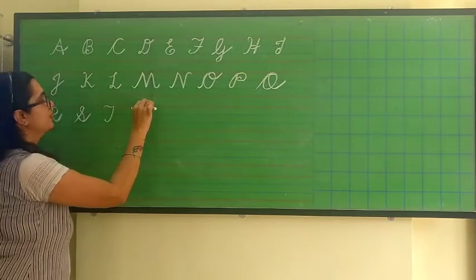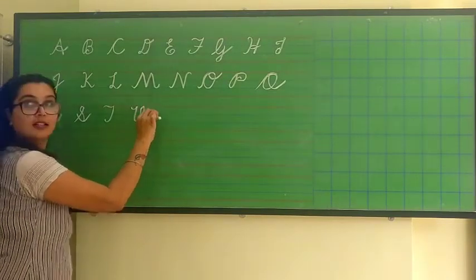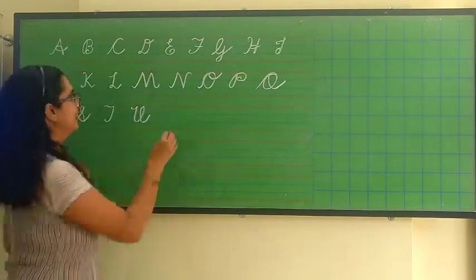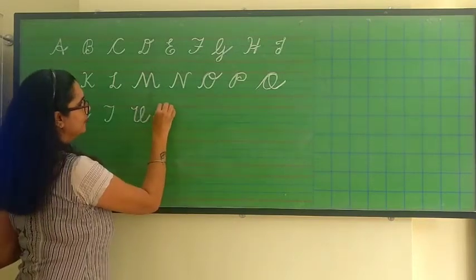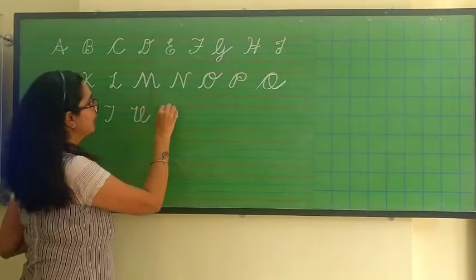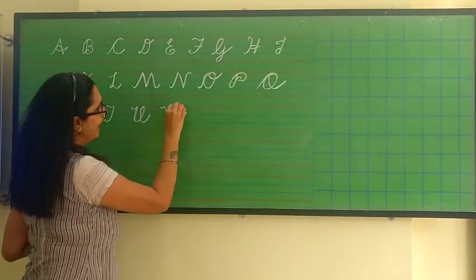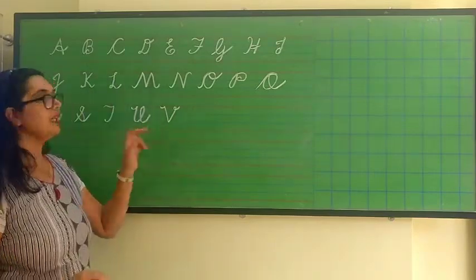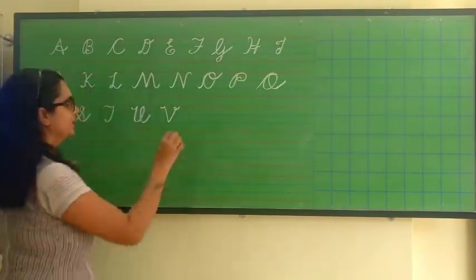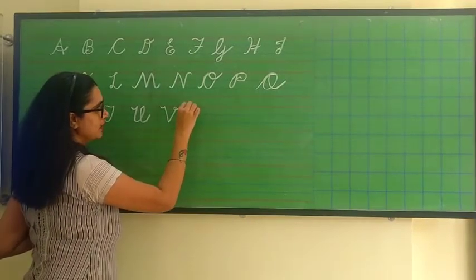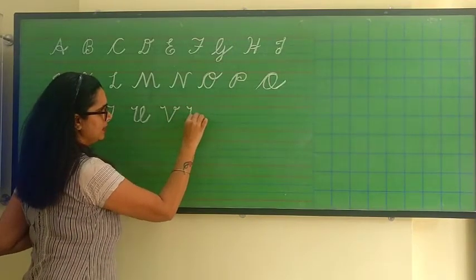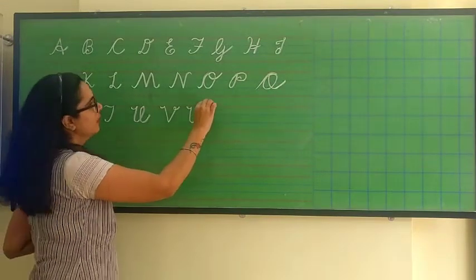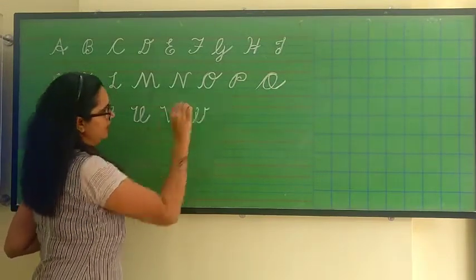And now you go down. And a curve over here. This is U. And now how to write V? Yes, we are going to make a curve here. And then make a V. And a turn. W. Now after V comes W. Again turn. Make a W. Like this. And now children, you are going to make a small T.